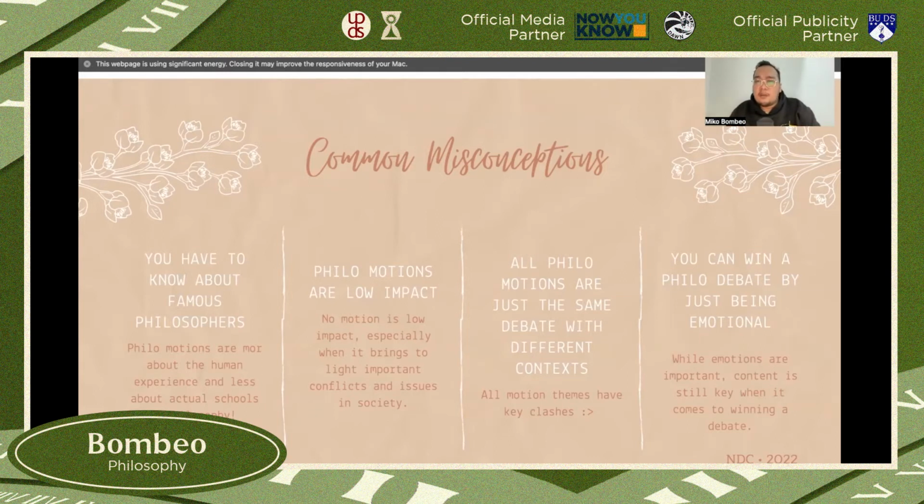The last common misconception, and I think that this is something that is more common in newer circuits, for example, or people who are just entering debate and get a philo motion, is that you can win a philo debate just by being emotional. And to a certain extent, there is some truth to this, but as with all debates and as with all analysis, content is still key.